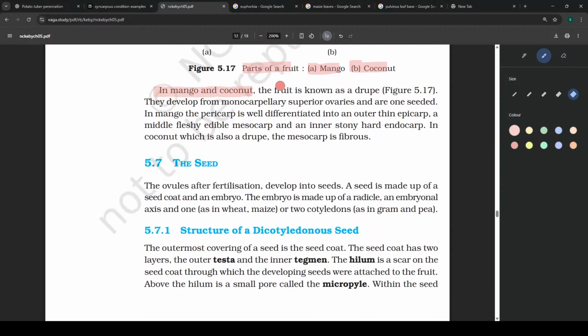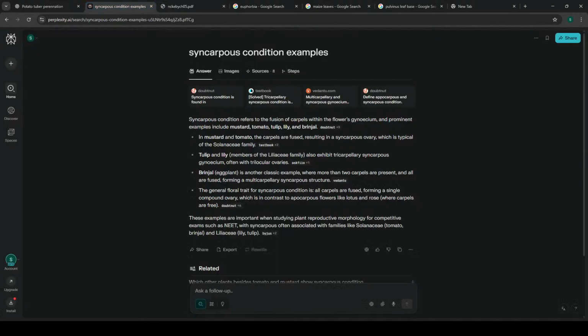In mango and coconut, the fruit is known as a drupe. They develop from monocarpellary superior ovaries and are one-seeded.